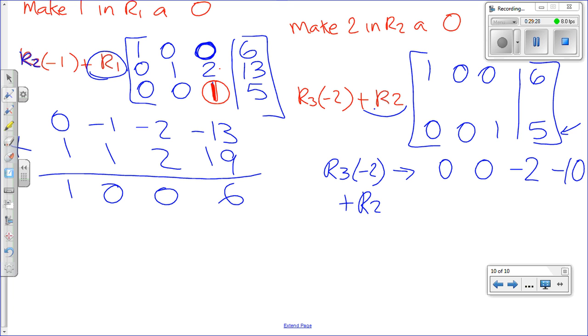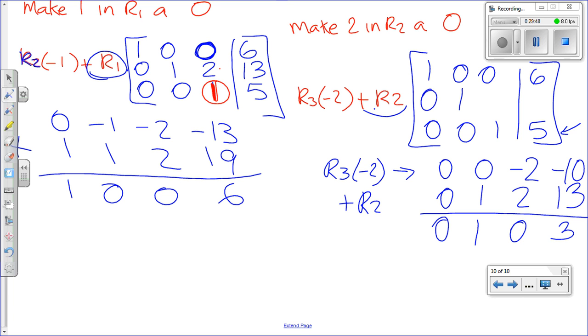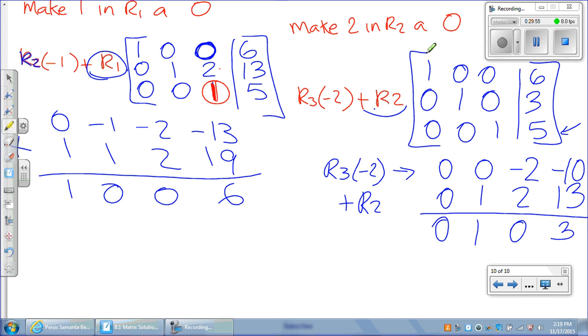So, Jose, read R2 for me. 0, 1, 2, 13. Okay. So that will be 0 plus 0 is 0, 0 plus 1 is 1, -2 plus 2 is 0, -10 plus 13 is 3. So 0, 1, 0, 3. And then we are done, and that will give you the answer.